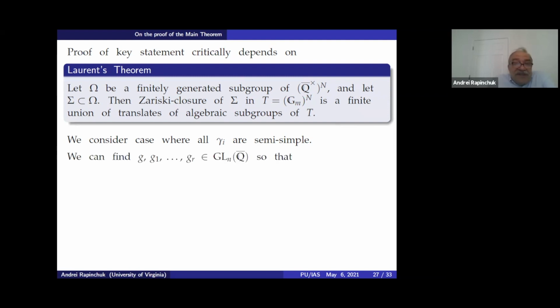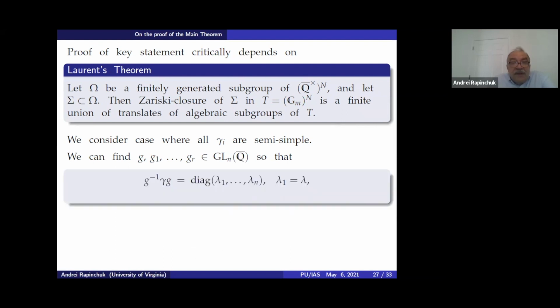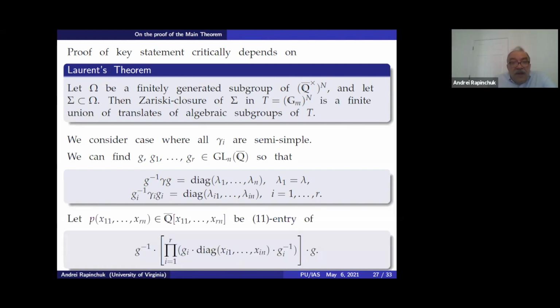If they are semi-simple, then let's go ahead and diagonalize them. So we find matrices G so that they diagonalize gamma and all the gamma i's. And then the idea is to first introduce r times n matrices of variables, x11 through xrn, in a way that will correspond to the eigenvalues of those elements. So what we do is we form the following product.